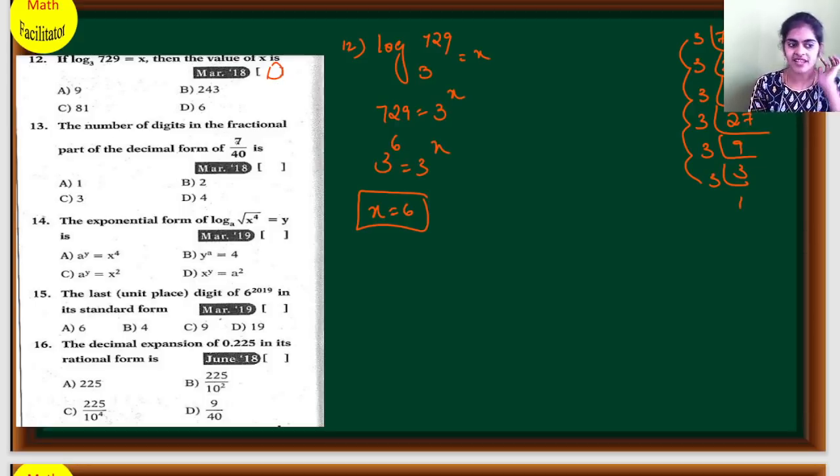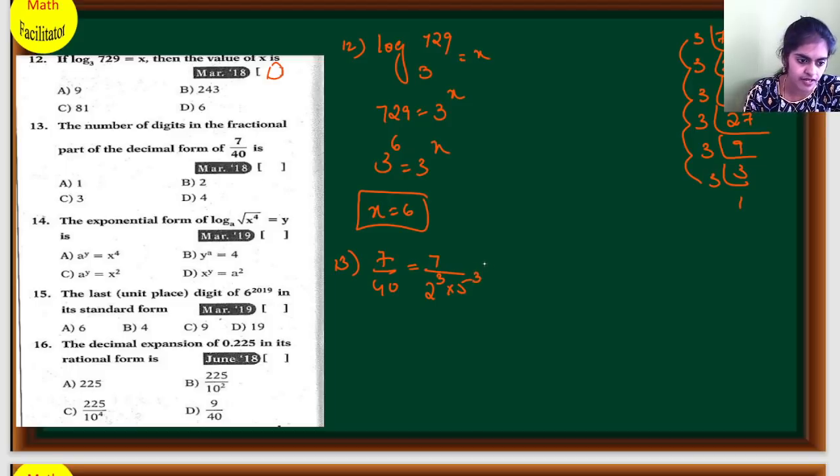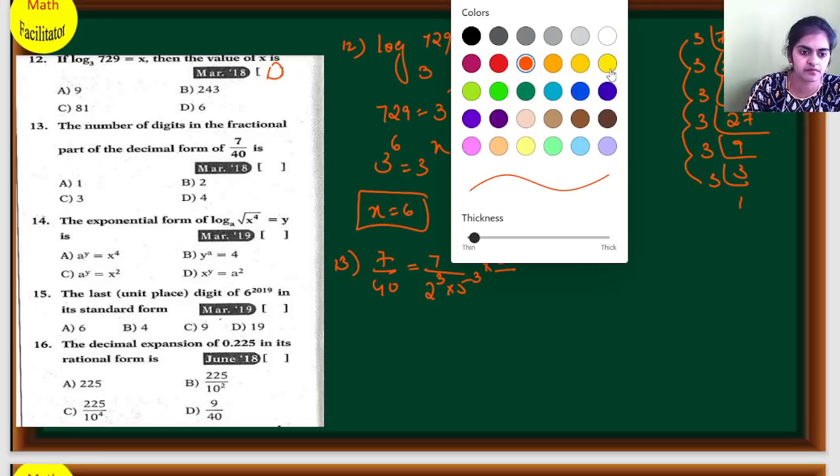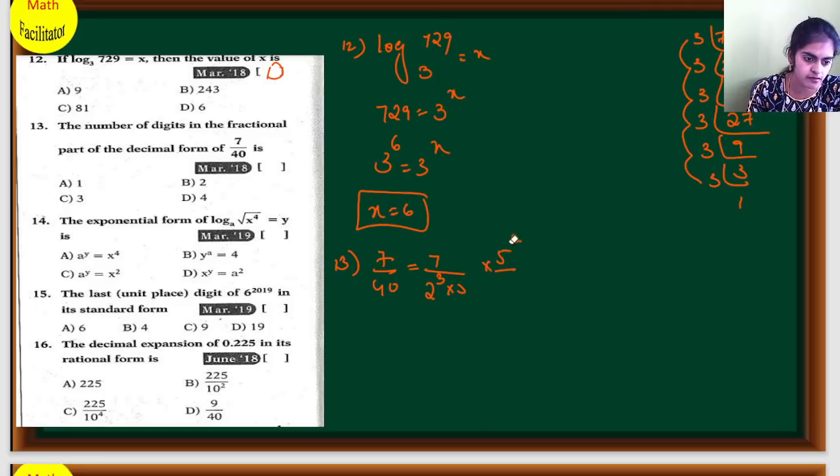Now the next question: the number of digits in the fractional part of the decimal form of 7 by 40. You have to find how many digits are there in the fractional part of 7 by 40. You can do this this way. 7 by 40 is nothing but 8 times 5 is 40, and 8 is 2 cube. So 2 cube into 5. Now I can write this as 5 square divided by 5 square.